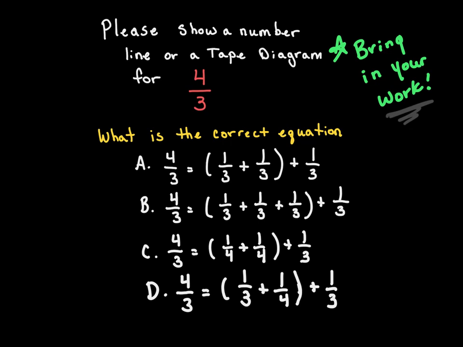What is the correct equation for the 4/3? A, 4/3 is equal to 1/3 plus 1/3 plus 1/3. B, 4/3 is equal to 1/3 plus 1/3 plus 1/3 plus 1/3. Or C, 4/3 is equal to 1/4 plus 1/4 plus 1/3. Or D, 4/3 is equal to 1/3 plus 1/4 plus 1/3. Choose the correct answer to match 4/3. And I want to see those tape diagrams or your number lines.